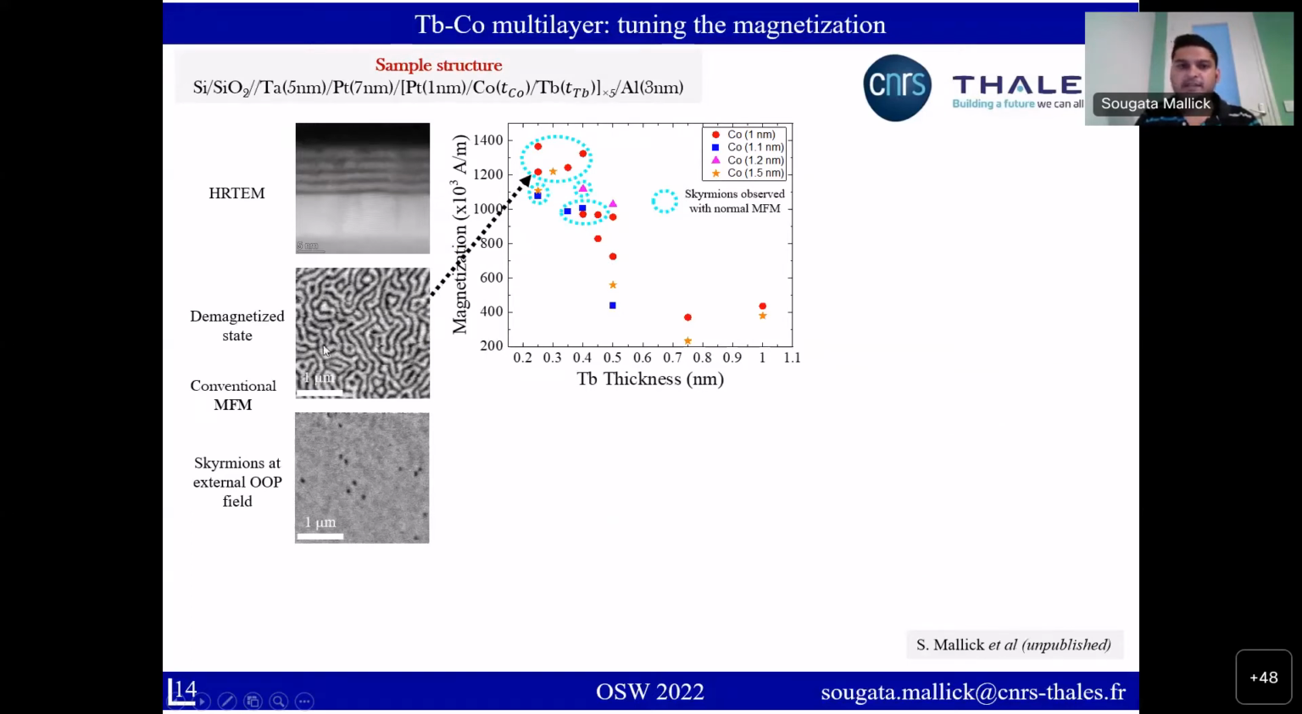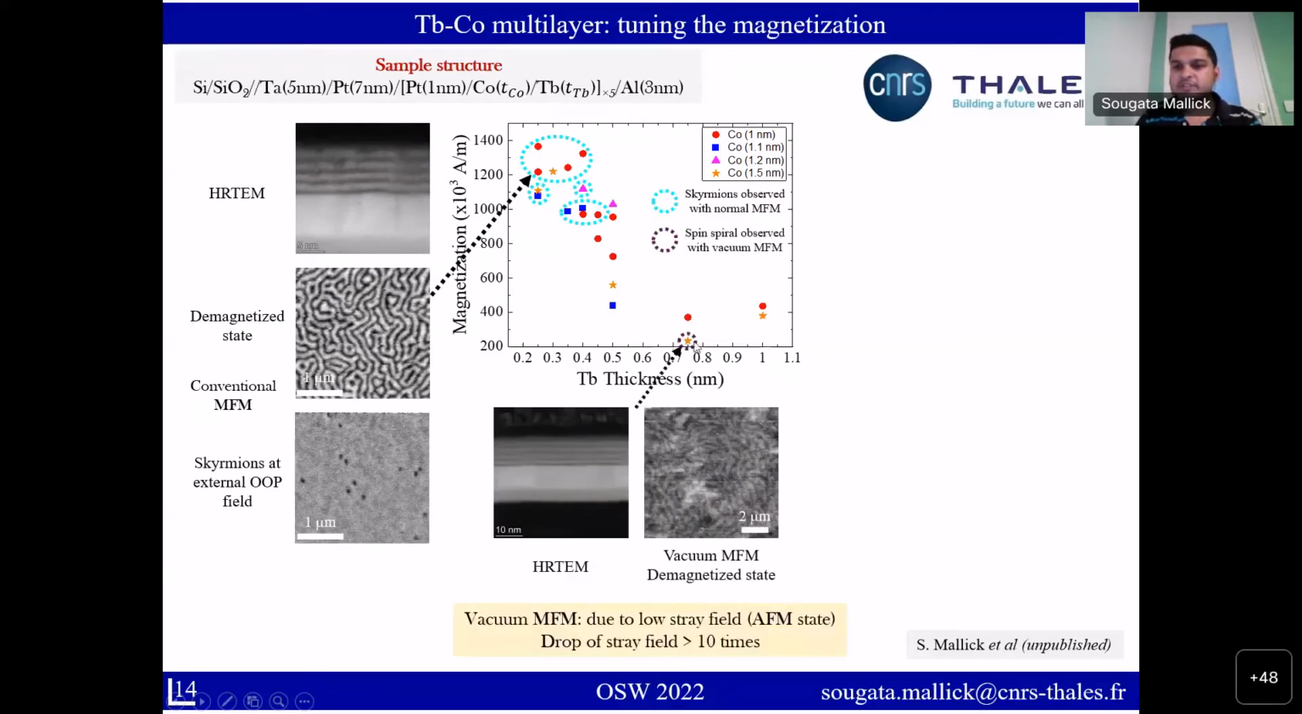In the demagnetized state, in conventional room pressure MFM, we could stabilize the stripe. When we applied some external magnetic field, we could stabilize the skyrmions. But as soon as we go to the scenario where the antiferromagnetic coupling is strong enough, we cannot measure the textures with conventional MFM anymore. We have to go to the vacuum MFM because of the drop of stray field. And still you can see that we can obtain the spin spiral state. We need to apply some magnetic field and we can stabilize the skyrmions.